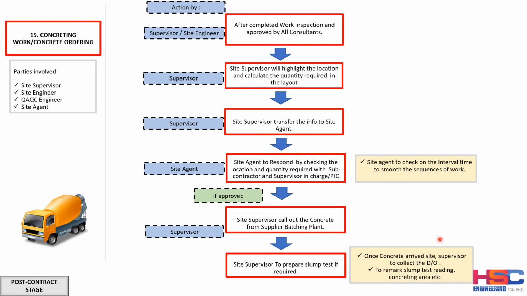When the supervisor receives the concrete delivery note, please make sure that you first record the time that you receive it in the DO, and then record the slump test reading in the DO, and then record in the DO where the discharge area is. Do this and a lot of things, it will make a lot of difference, it will be very useful.